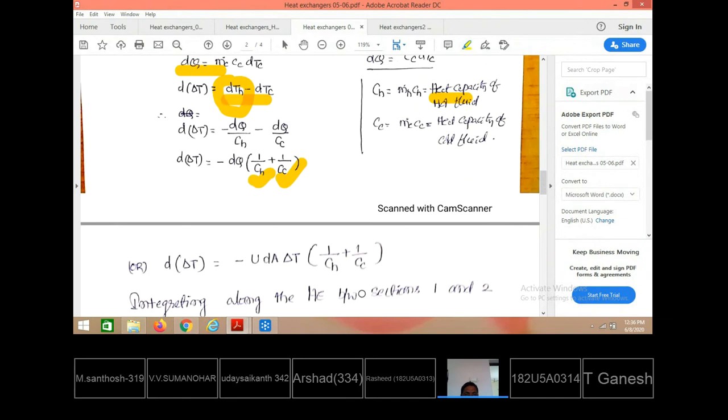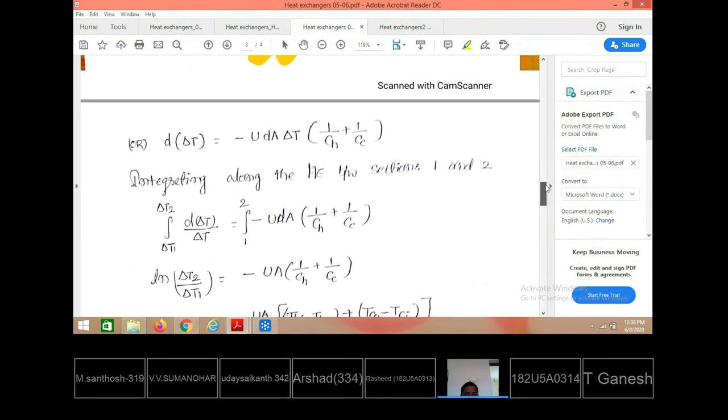So from there, what can be written? Now, this is the ultimate equation we are getting for the heat exchanger: d of delta T equals minus of U into dA into delta T.